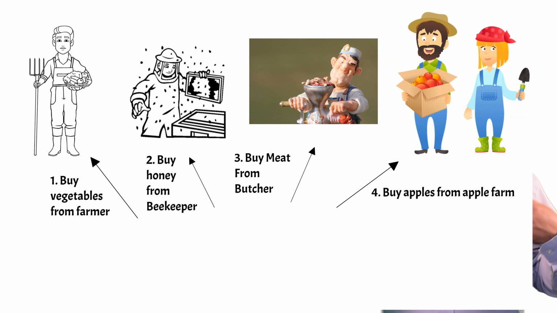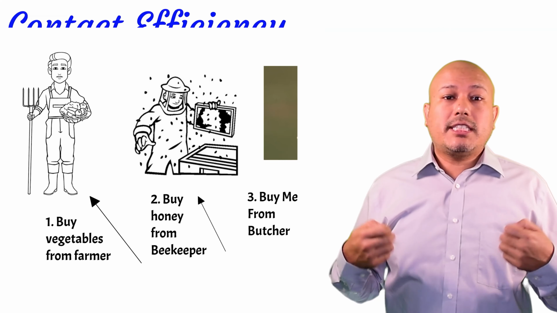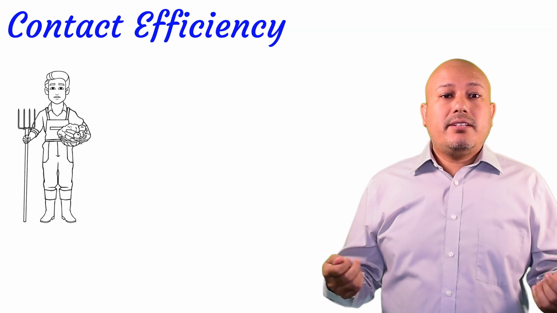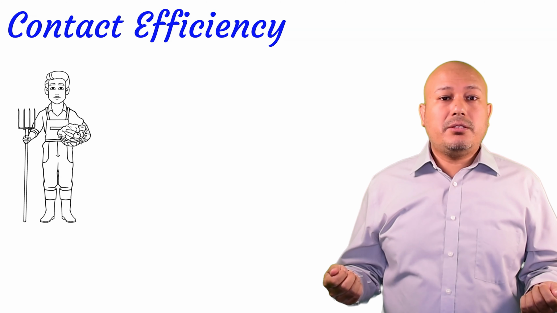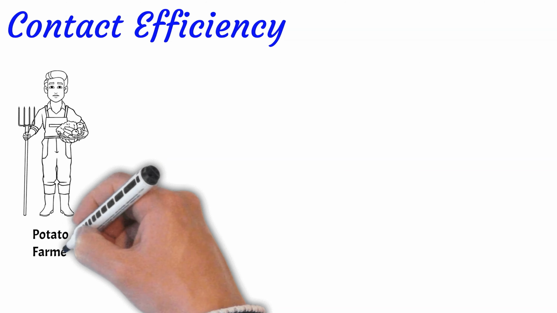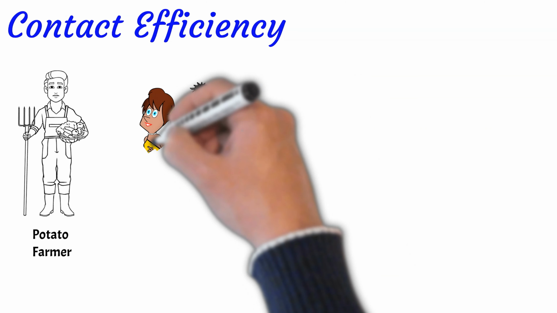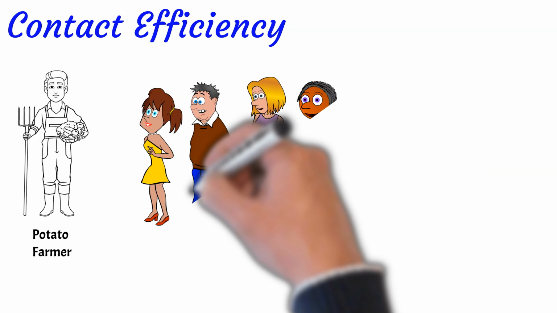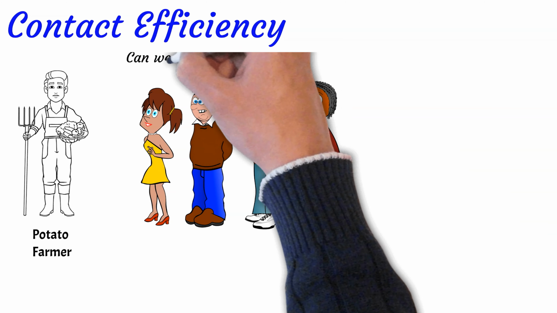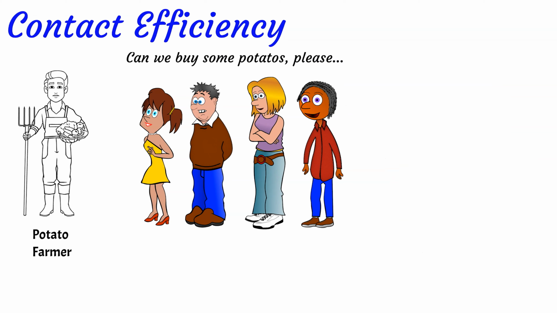Now, imagine you are the farmer selling potatoes, right? If there are 10 different consumers who want to buy your potatoes, you will have to maintain contact with all of the 10 different consumers. All of them will come to you, you will have to talk to them, and then you will have to render them services. So you also have to make 10 different contacts, right?